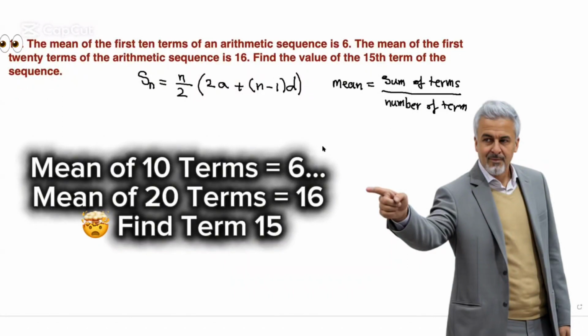IB math students, here's a tricky question. The mean of the first 10 terms is 6 and the mean of the first 20 terms is 16. Can you find the 15th term of the sequence without listing anything?